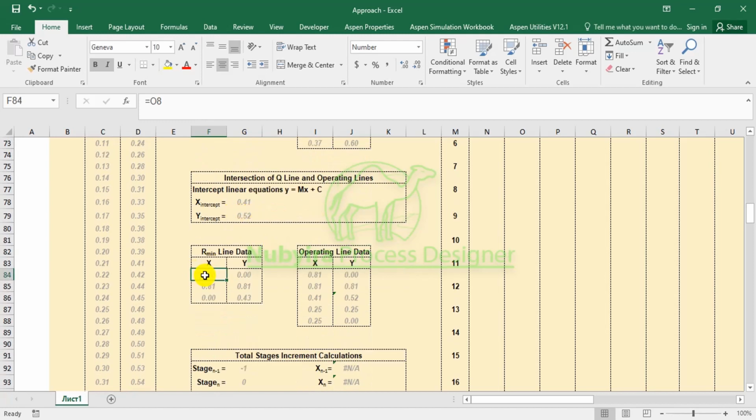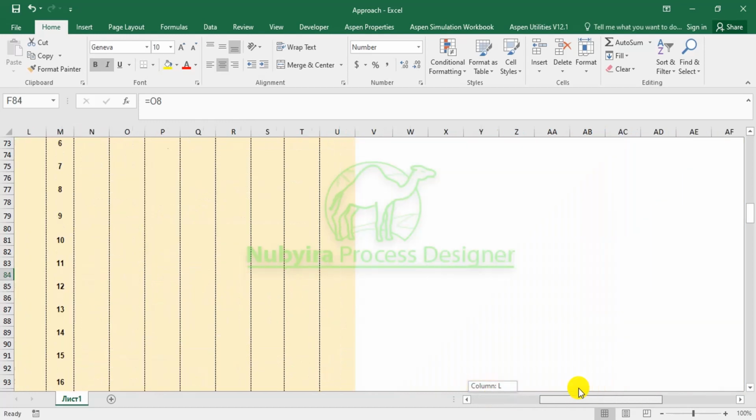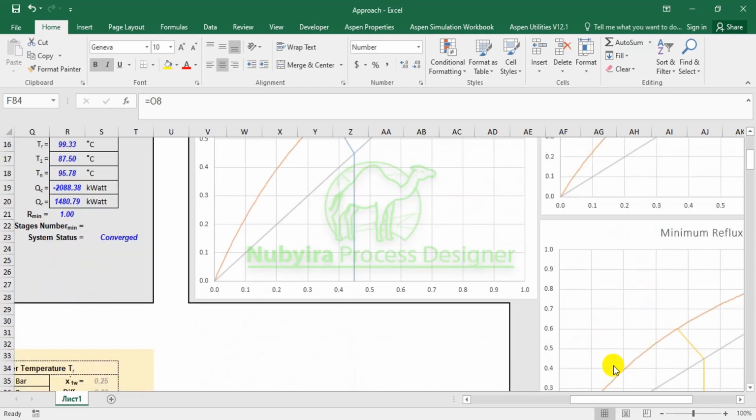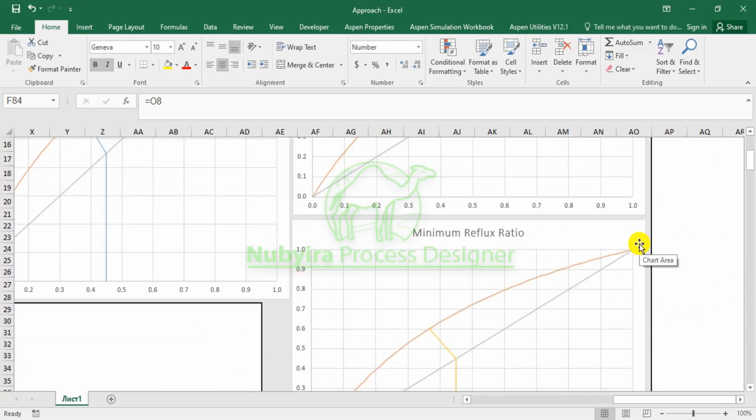For the Underwood plot, I did the same thing that I did for this q line plot, starting from the specified mole fraction of the light component in the distillate. I would like to plot this so that I can show it to you guys. So I did the minimum reflux ratio here.